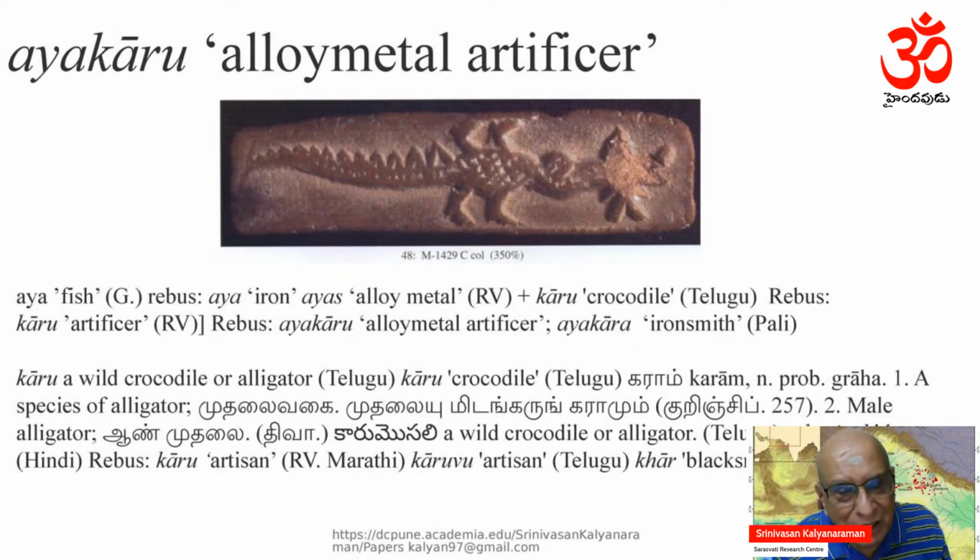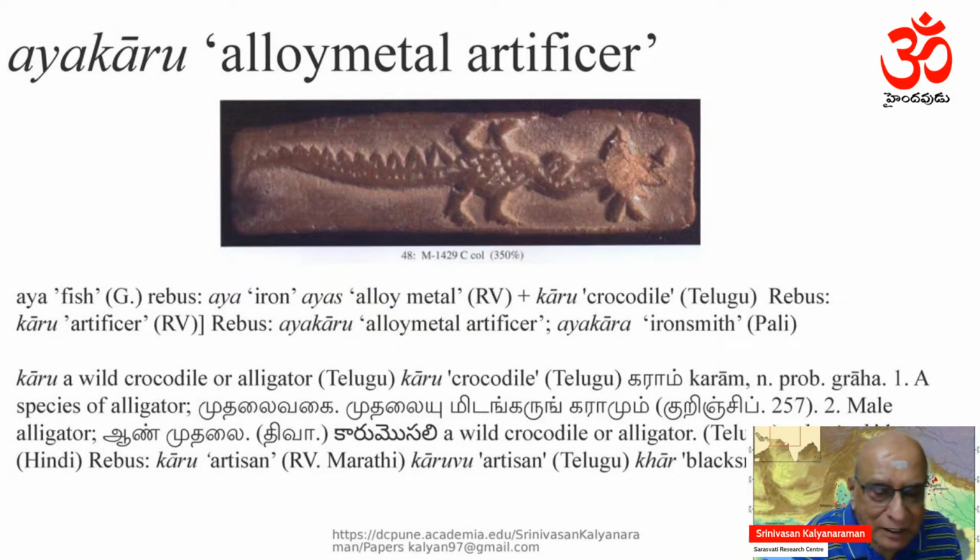Look at this. From a tablet, M429. That side, C, contains a crocodile catching a fish, the fin of a fish. Ayo fish, Aya iron, alloy metal, plus Karu crocodile in Telugu, sounding like Karu artificer. So they go together, Aya Karu, alloy metal artificer, Aya Kara, iron smith.